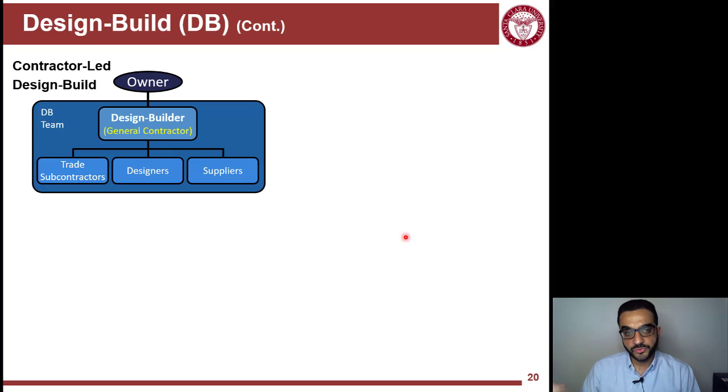And then the prime sub configuration here can be contractor-led, meaning that a contractor now can have the design builder hat and pretend to be a design builder, but then they will sub the design to the designers, and of course they will have trade subs and suppliers. So now I'm a contractor and I will act as a design builder.